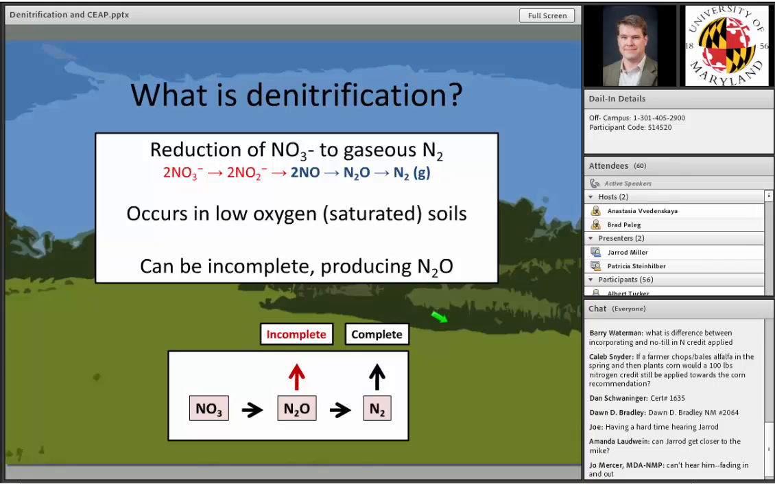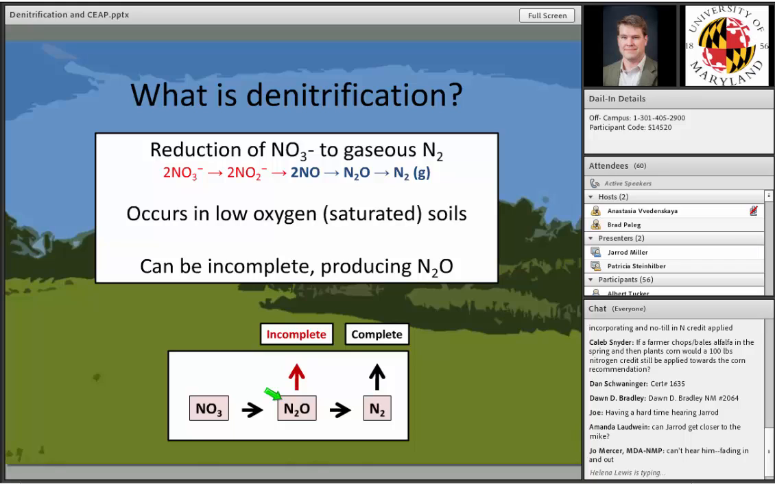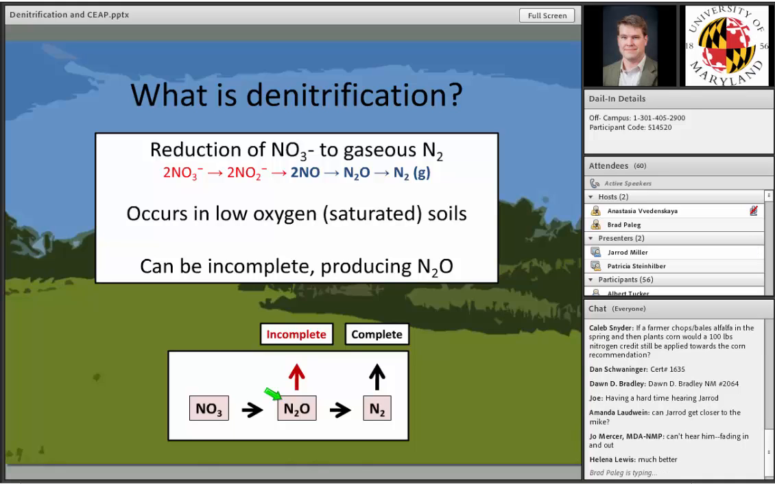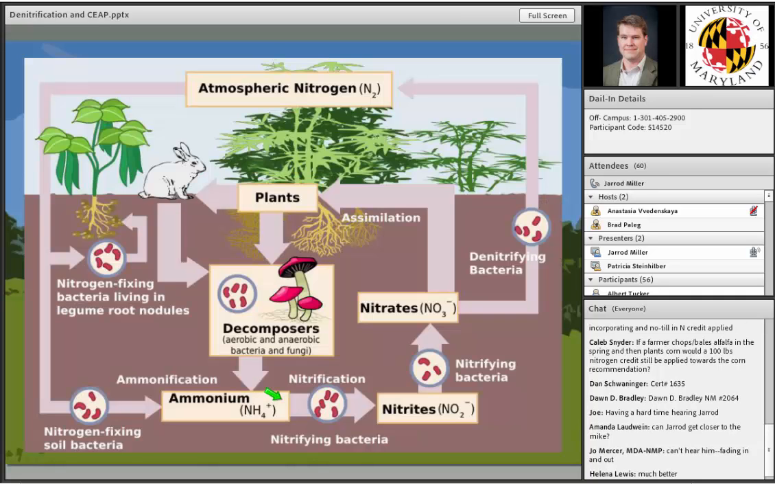All right. Sorry. One of the main issues environmentally, because dinitrogen gas right here, the atmosphere is about 80% nitrogen. This isn't a problem. But as Trish mentioned before, N2O can be a greenhouse gas and also affect ozone. So if this reaction is incomplete, you produce N2O. So this is a simple overview of the nitrogen cycle, and here would be denitrification over here, typically biological in nature, and taking nitrate and reducing it into atmospheric nitrogen.